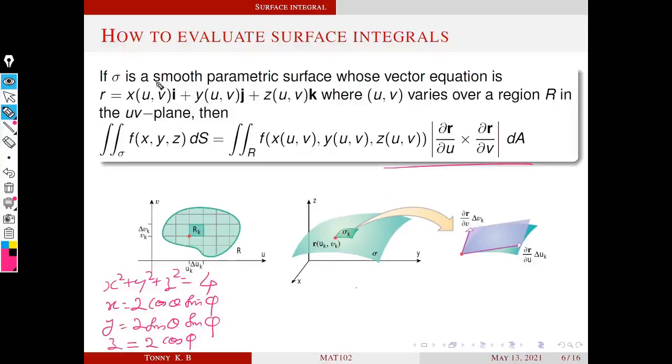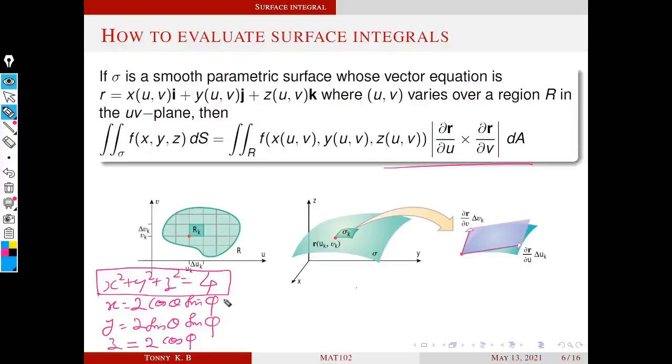Now the parametric surface. For example, we consider the surface x² + y² + z² = 4. This is the Cartesian form of the 3D surface, a sphere. We know that x² + y² + z² = 4 is a sphere with radius 2. It's a 3D surface. This is the Cartesian form, and what is the corresponding parametric form?